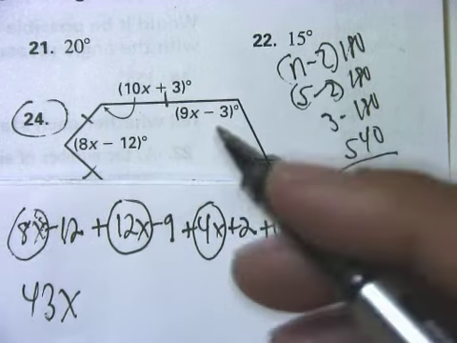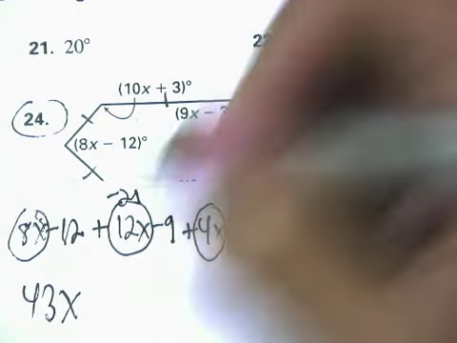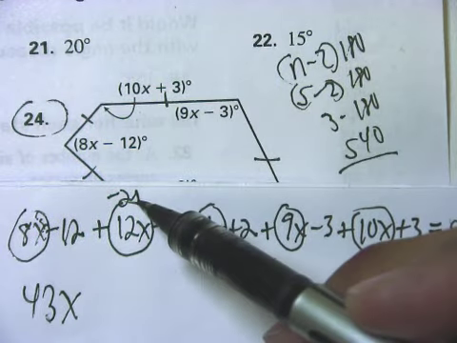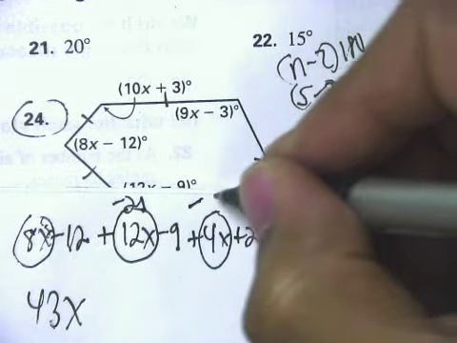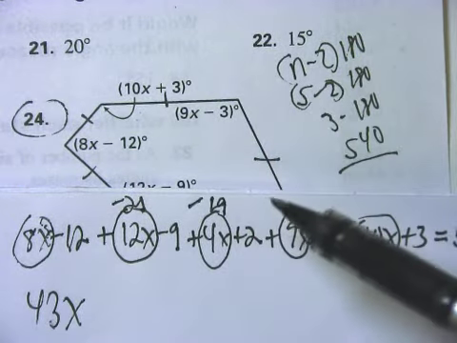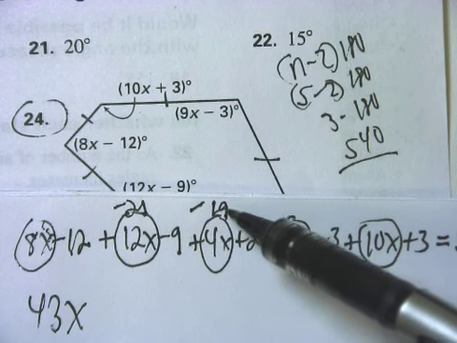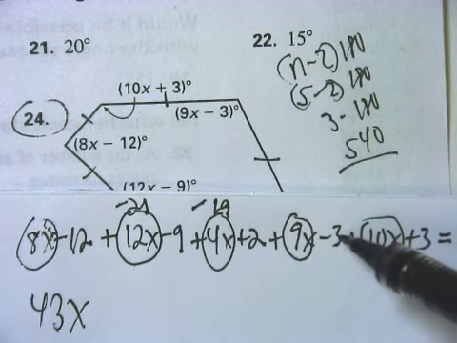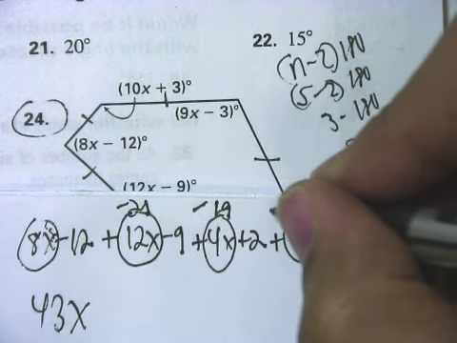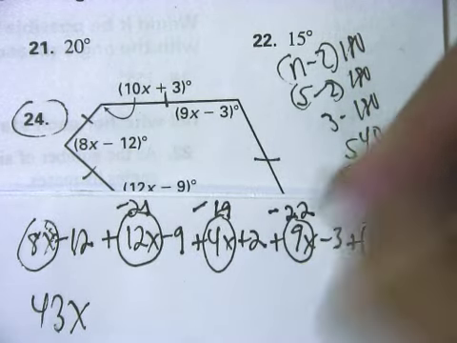That gives me 43x. When I add up all my x's together, I get 43x. Now let's add all the regular numbers together. Here I have a negative 12 and a negative 9, which is going to give me a negative 21. But then I have negative 21 and a positive 2. That's going to give me a negative 19.